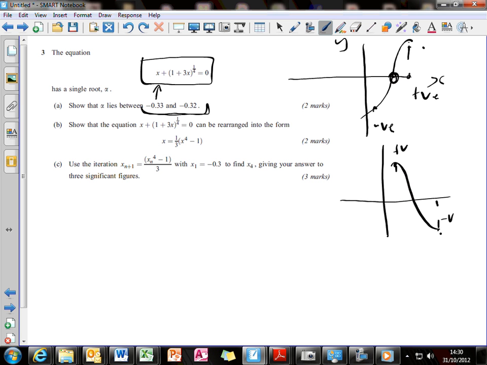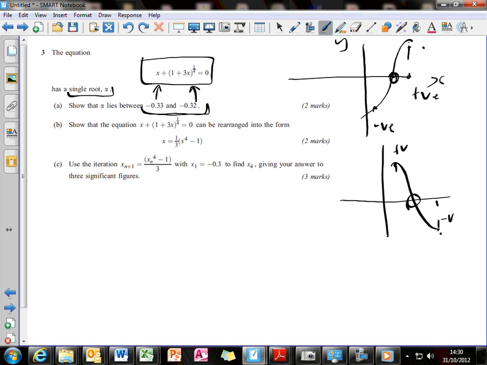into that as a value of x, and we're going to put minus 0.32 into that as a value of x, and basically we want one of the outcomes to be positive and one to be negative. And if one of the outcomes is positive and one of the outcomes is negative, then we know it must have cut the x-axis between those points, and then we've shown that there's a single root between those points.